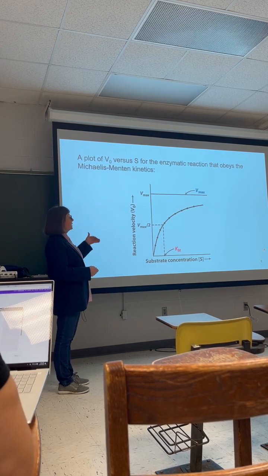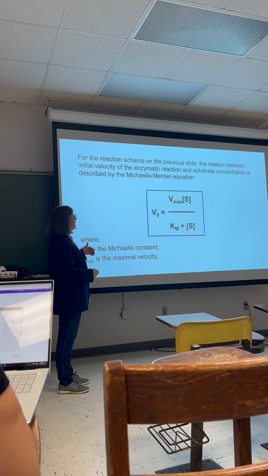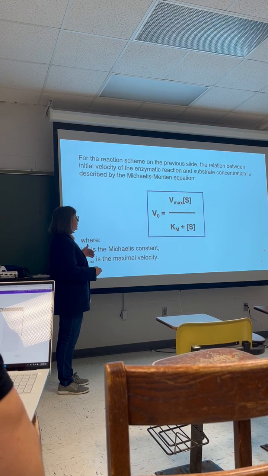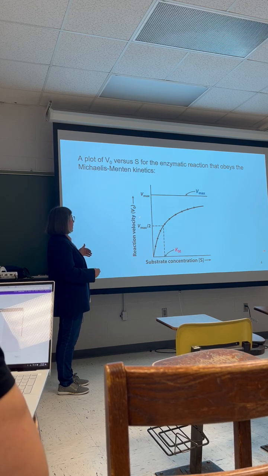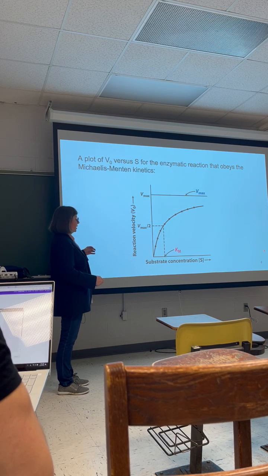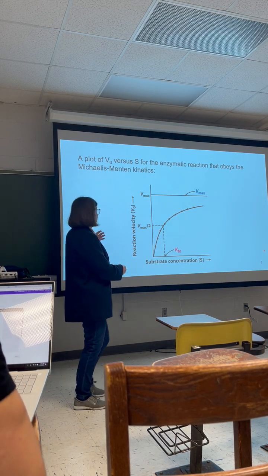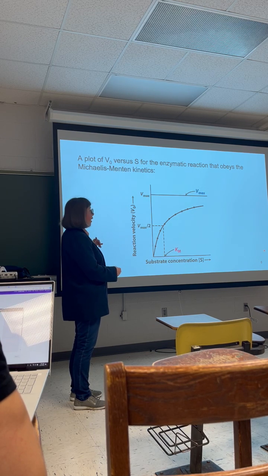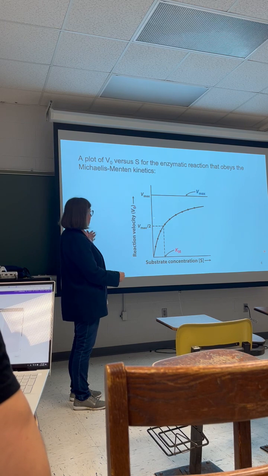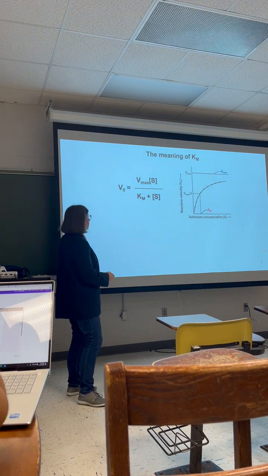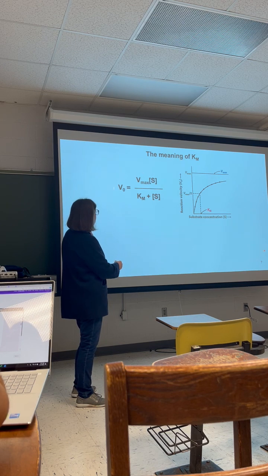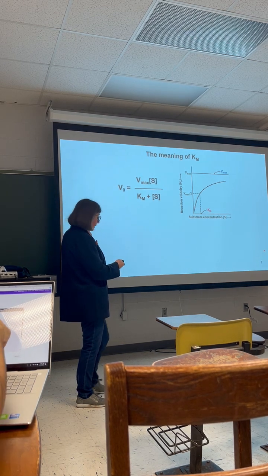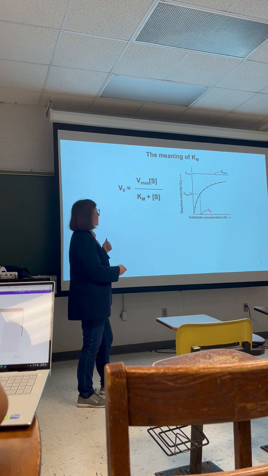But first, let's look at how the relation between substrate and initial velocity would look, okay? So this is reaction velocity or initial velocity, and substrate concentration. If you really make a plot of that function on the previous slide, you would get something like this. This is how that relation looks, the Michaelis-Menten curve.